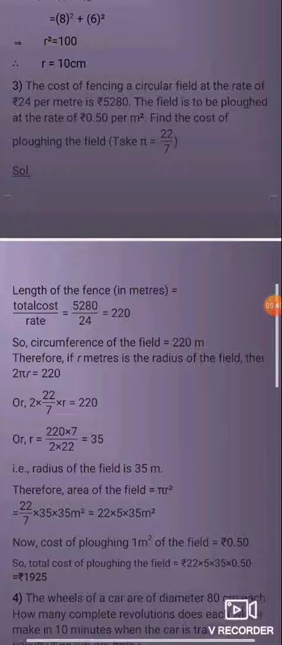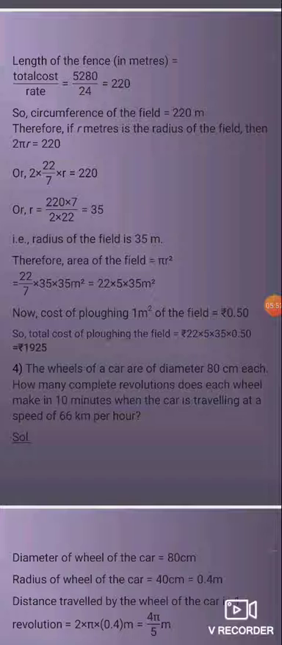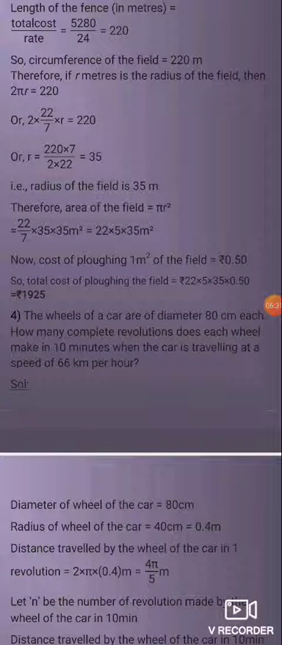Clear? Now the next one. The wheel of a car are of diameter 80 centimeter each. How many complete revolutions does each wheel make in 10 minutes when the car is traveling at the speed of 66 km per hour? Now listen, the first condition given: the diameter of the wheel is equal to 80 centimeter. So we can write its radius is equal to 40 centimeter, which is equal to 0.4 meter.